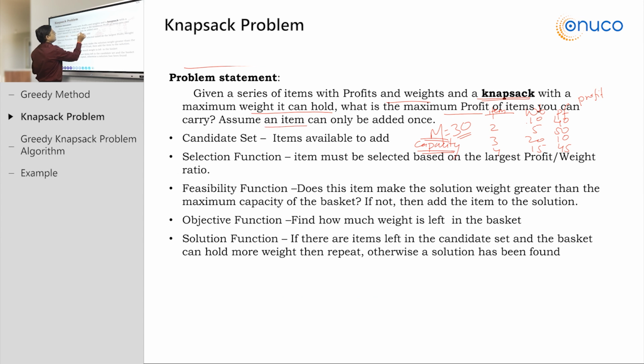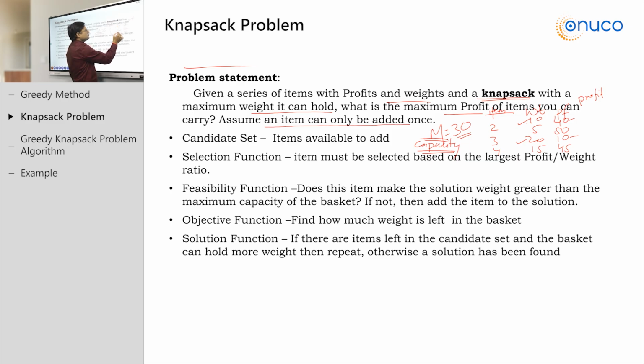Assume an item can only be added once. So look, here we have different possibilities. Some person will say, okay, 30 kg, I will select this, and 10 and 20 kg. It has become 30 kg. So profit is 40 plus 10, which is 50. Profit is 50.